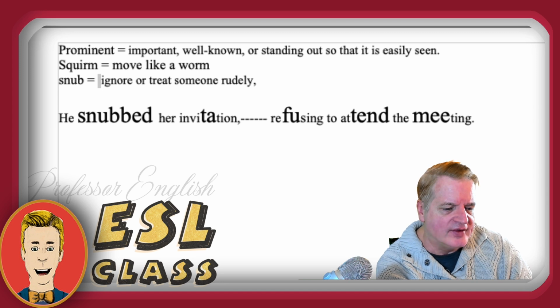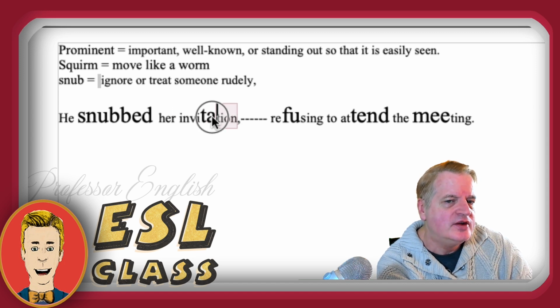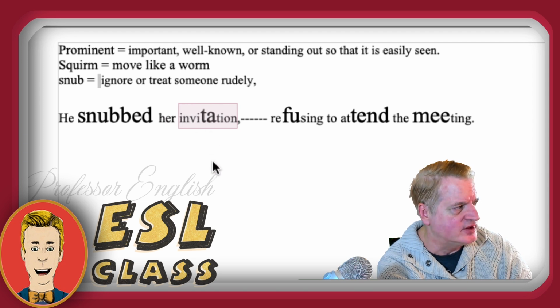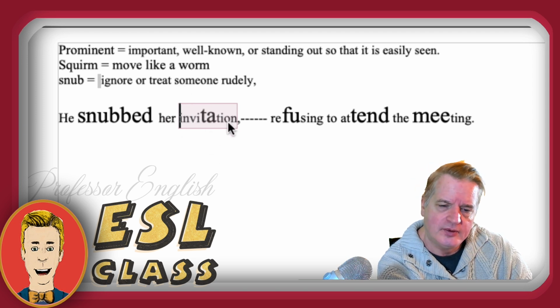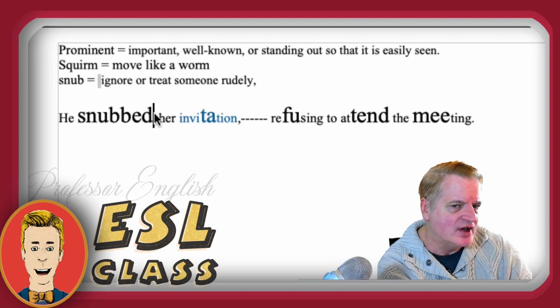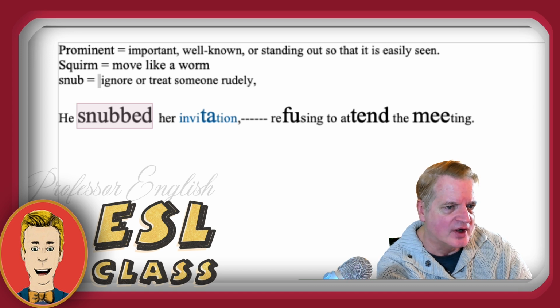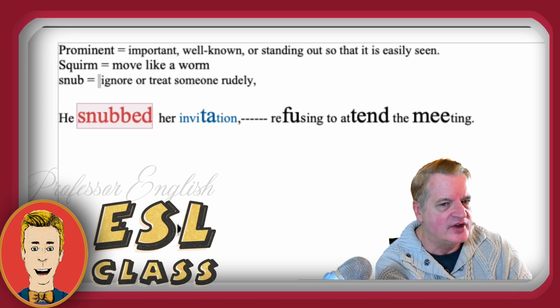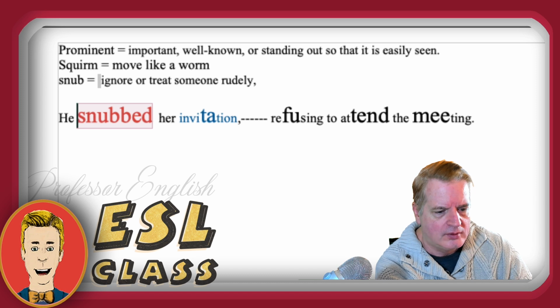Okay. And how would you like this to sound? Would you like this to sound serious or friendly? Serious. Okay. So how should you say the word invitation? It should sound low. And how would you say snubbed? A high tone, because most of the phrases will start with a high tone. He snubbed her invitation.